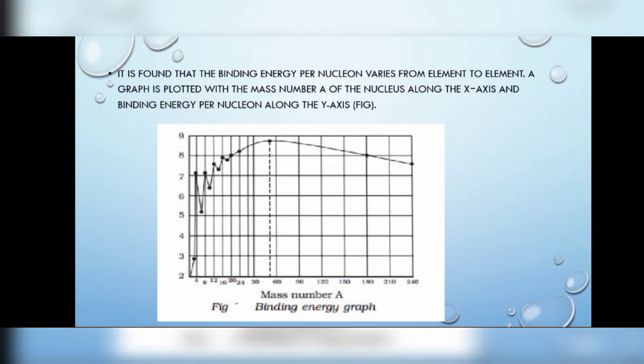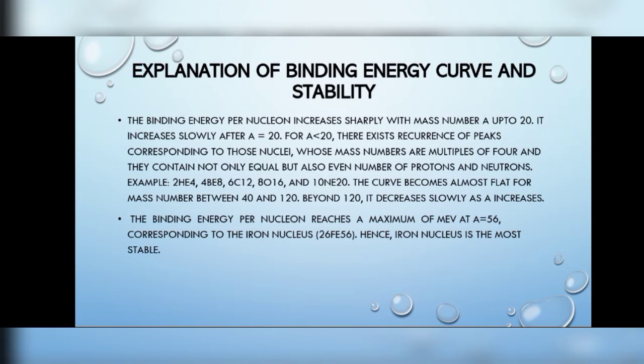So a graph is plotted with the mass number A of the nucleus along the x-axis and binding energy per nucleon along the y-axis. I'll be explaining this graph to you later. Explanation of binding energy curve and stability.